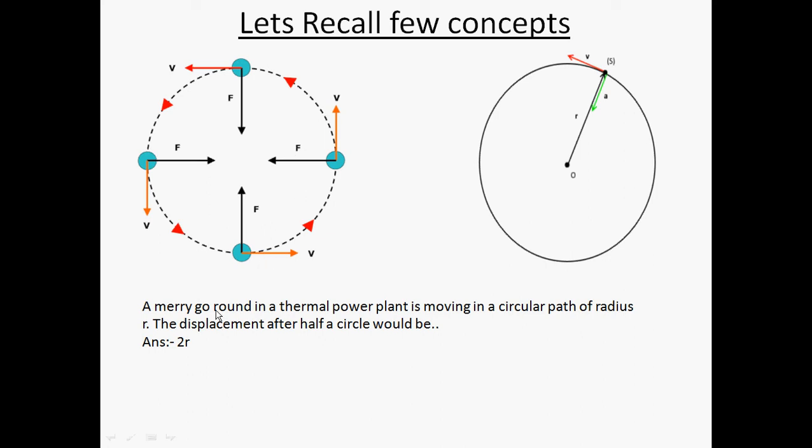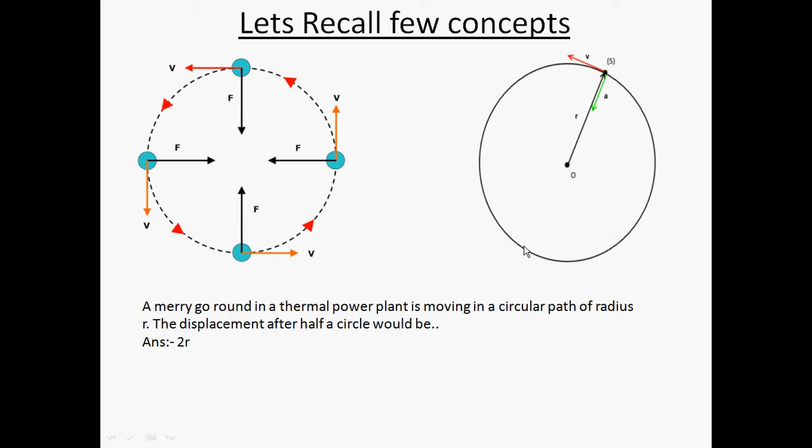So students, a few questions arise, and one of the questions was: a merry-go-round, that means a train or something in a power plant, is moving in a circular path of radius r. Okay students, so see, we know that this is the radius. Now suppose from this point towards the opposite point the merry-go-round is moving, and they are asking what the displacement after half a circle would be. That means when the merry-go-round has covered a half circle, what will be the displacement?